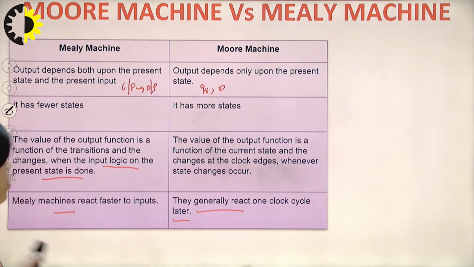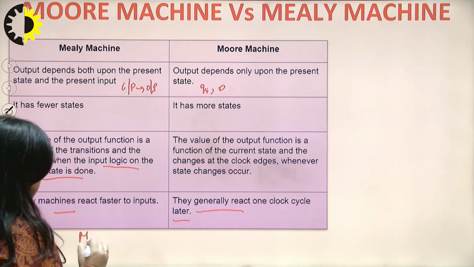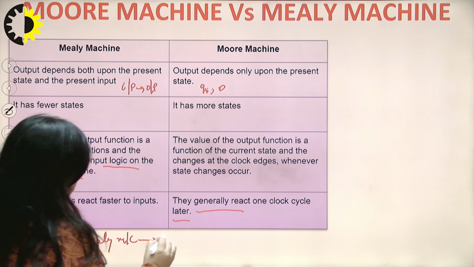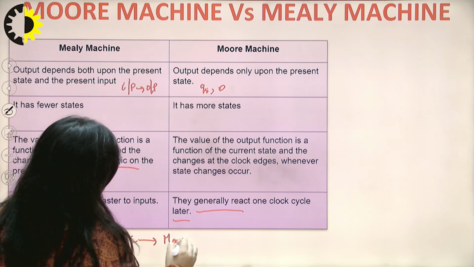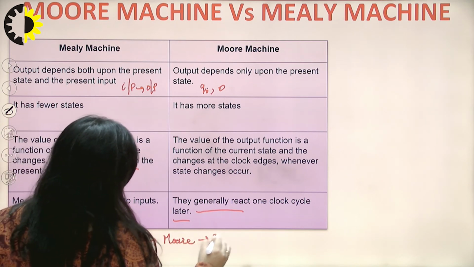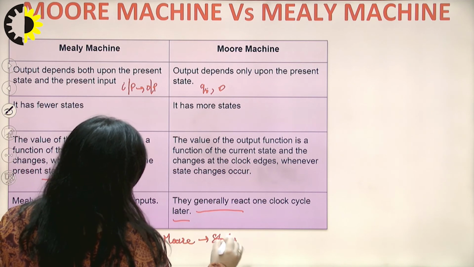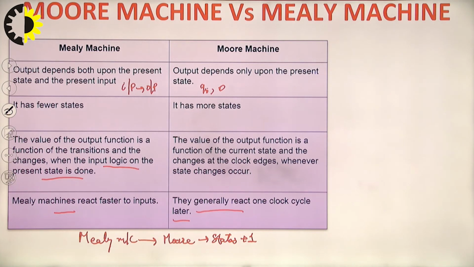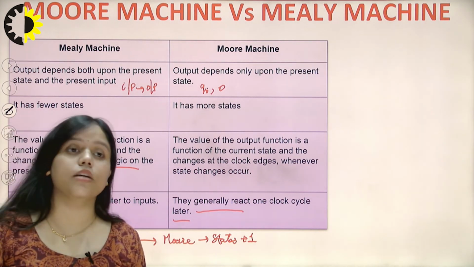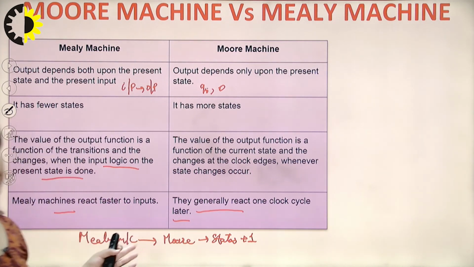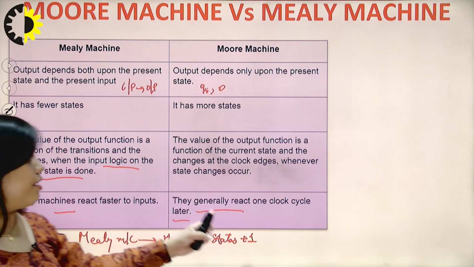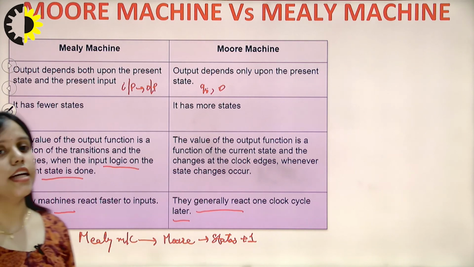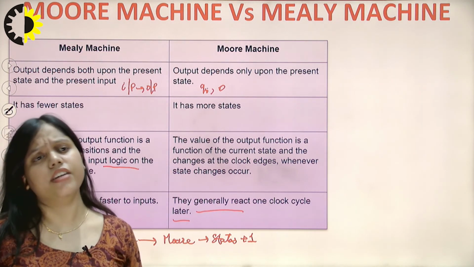So whenever you convert a Mealy machine to a Moore machine, the states get incremented by 1 mostly. Whenever we convert a Mealy machine to a Moore machine, the states increase. So that's why Moore machines react 1 clock cycle later. And for a Mealy machine, the states normally stay the same, or can even decrease.